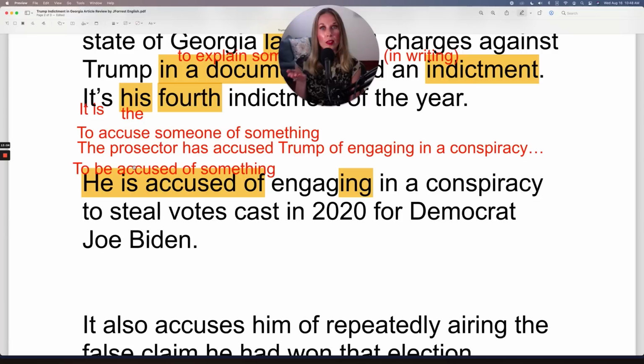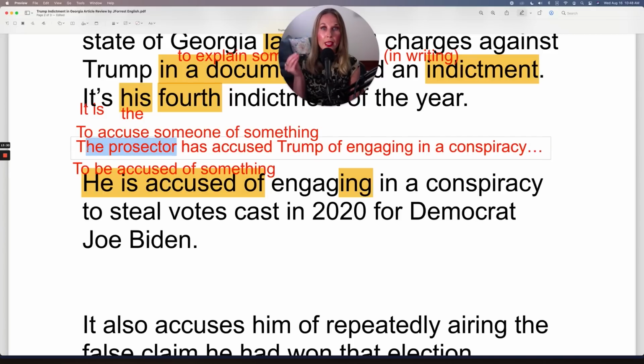This is important because in this case, accused functions as an adjective, so it will always be in ed, but your verb is the verb to be. So you could say he was accused of. He has been accused of, but the ed would stay the same on accused. Otherwise, you can use the sentence structure to accuse someone of something. This is where the subject is doing the action.